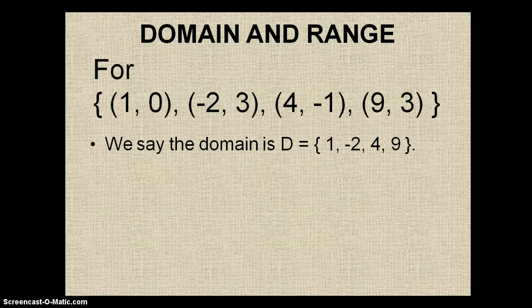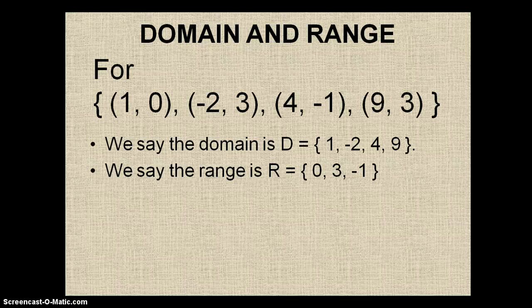So in this example, the domain would be the numbers 1, negative 2, 4, and 9. And the range would be the numbers 0, 3, and negative 1. In the range values, notice that we only have 3 numbers there, but really there are 4 points. The number 3 does repeat, and it is not necessary for you to write it twice.